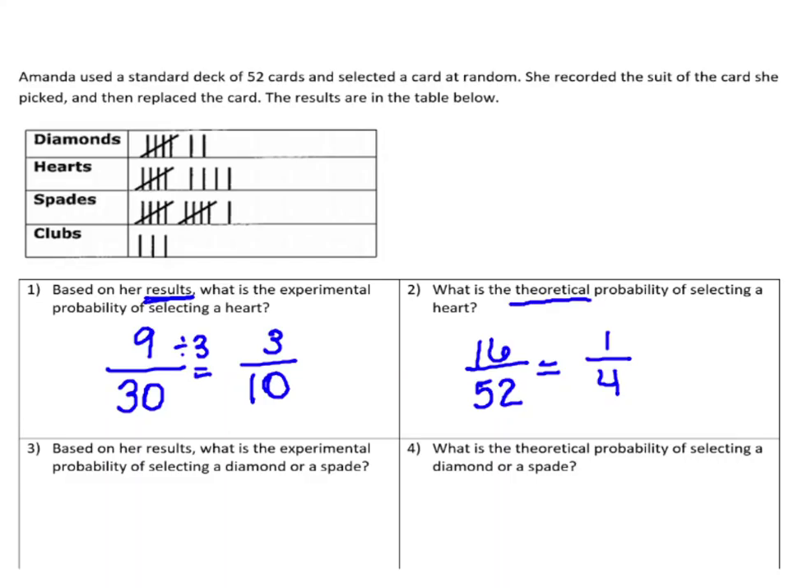So this one was theoretical. This was looking at, there are 52 cards in the deck. 16 of them are hearts. Simplify it. Based on her results, what's the experimental probability of selecting a diamond or a spade?